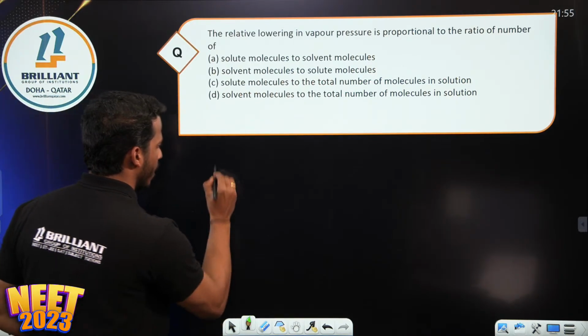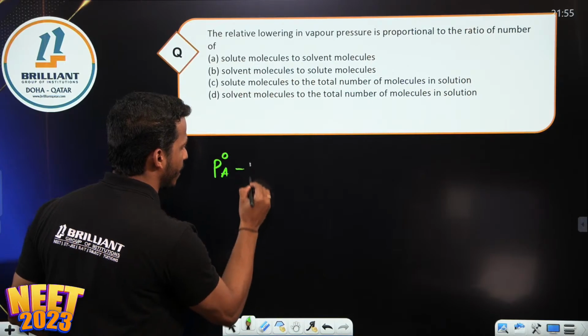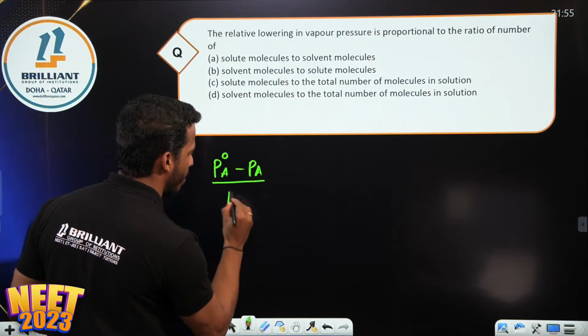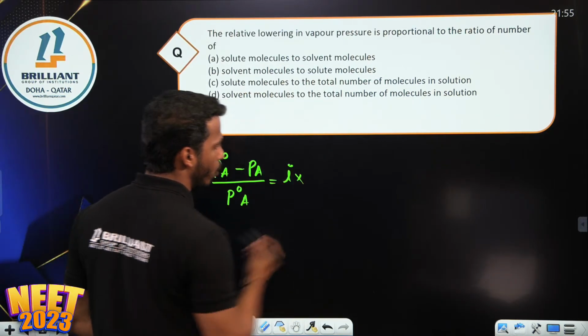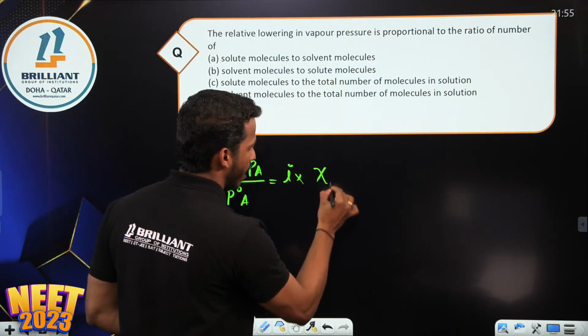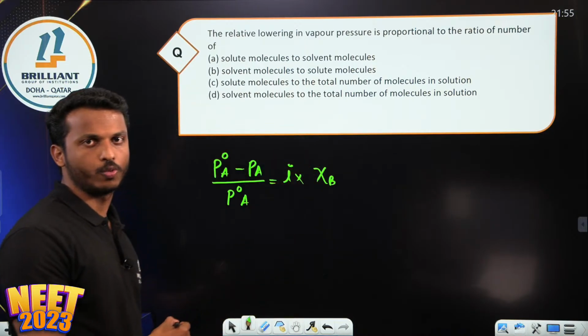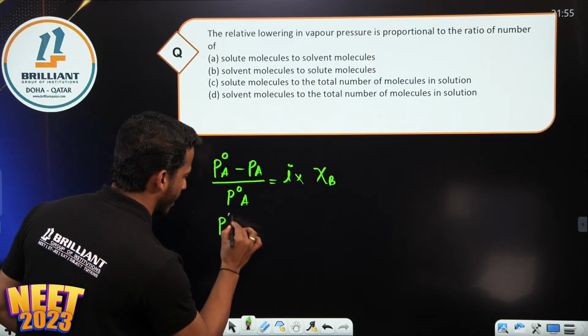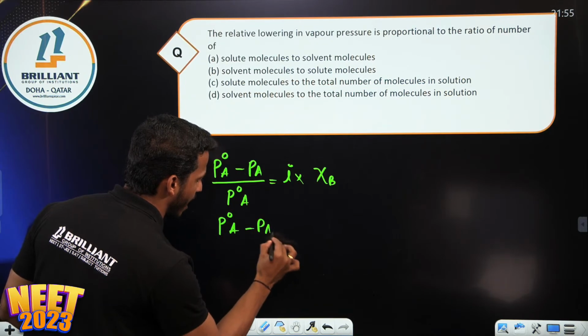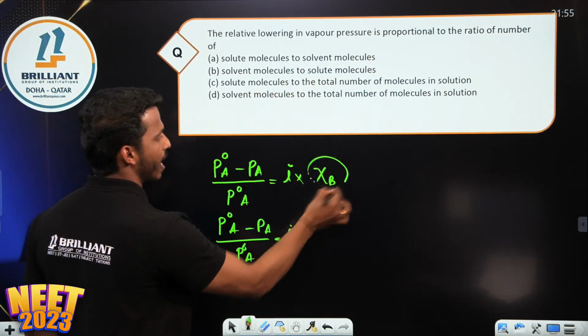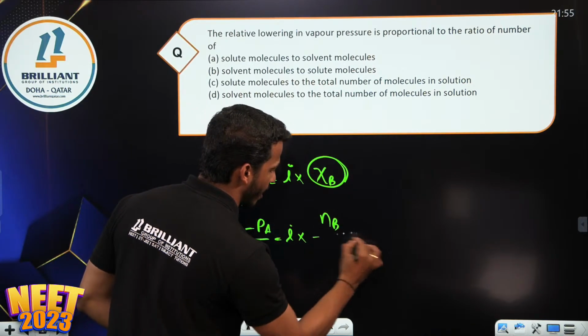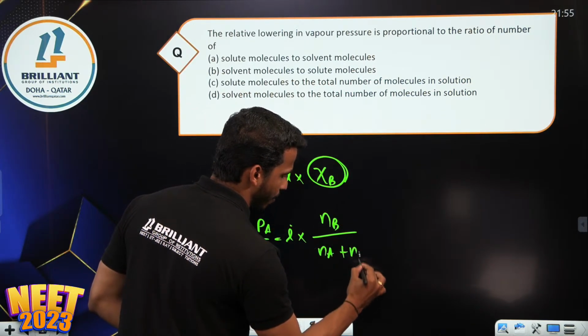Dear all, relative lowering of vapor pressure is (P naught A minus PA) by P naught A is equal to i into chi B. That is the mole fraction of which one? Solute. Or we can say (P naught A minus PA) by P naught A is equal to i into, what is chi B, dear all? That is NB divided by NA plus NB.